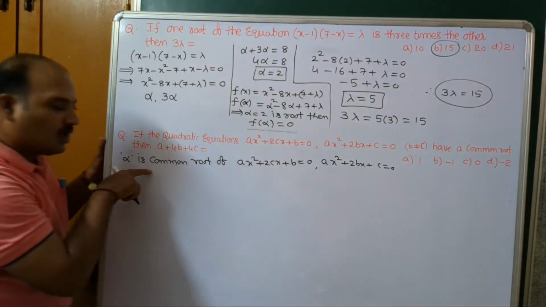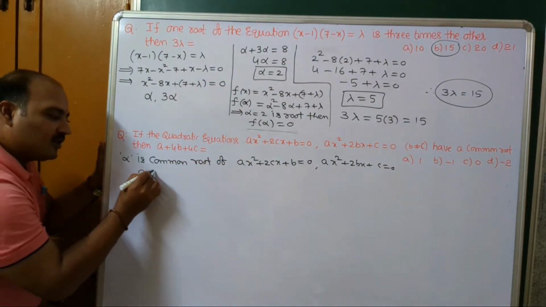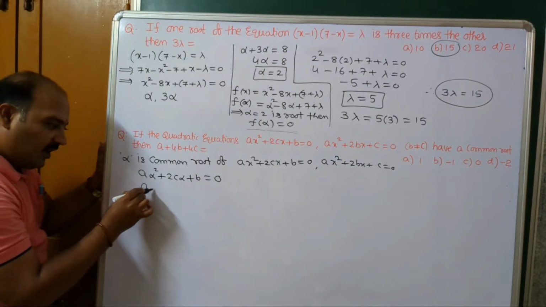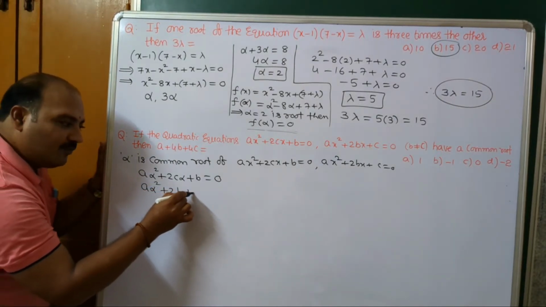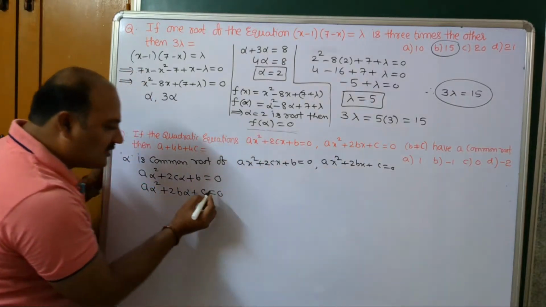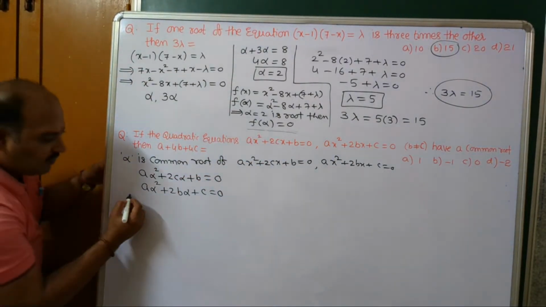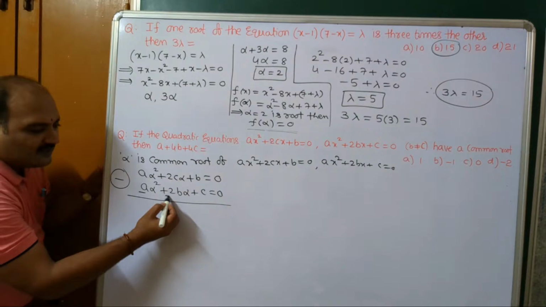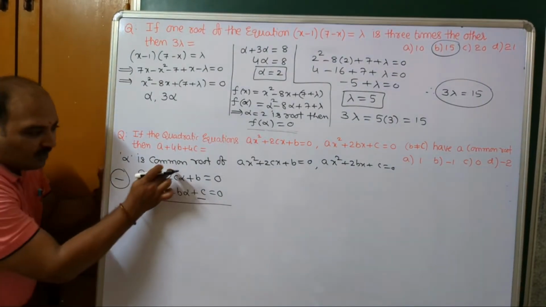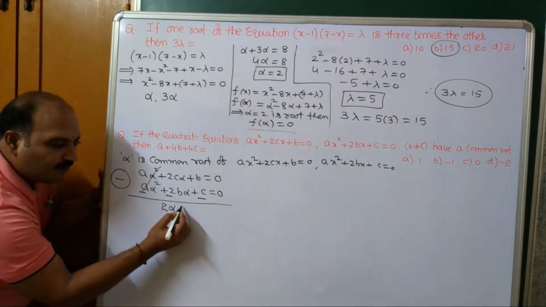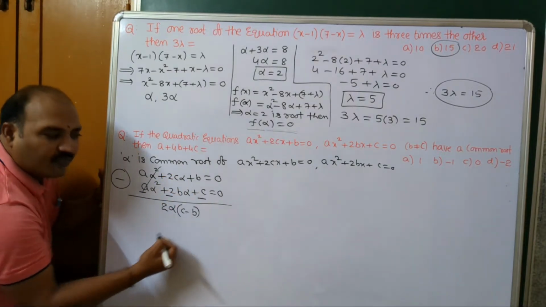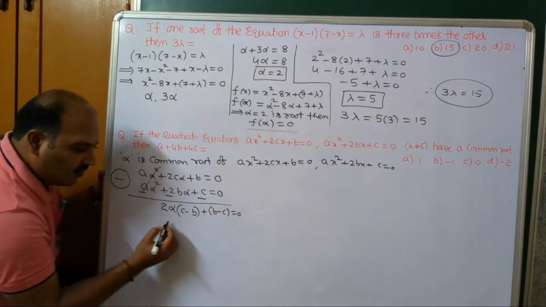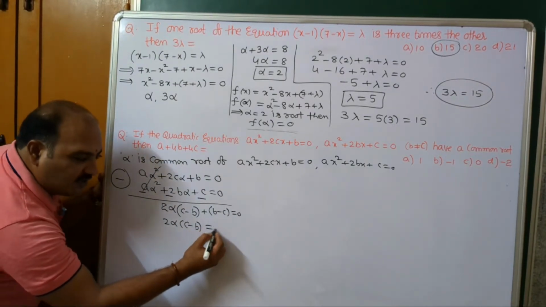In place of x, substitute alpha. So what does it come to? a alpha square plus 2c alpha plus b equal to 0. Next, a alpha square plus 2b alpha plus c equal to 0. In both the equations, in place of x, we substituted alpha. So subtracting. Sir, why are we subtracting? These two are the same, so you can subtract. Minus, minus, minus. These two will be cancelled. In these two terms, take 2 alpha common. c minus b is there. So plus b minus c. So 2 alpha into c minus b is equal to b minus c.